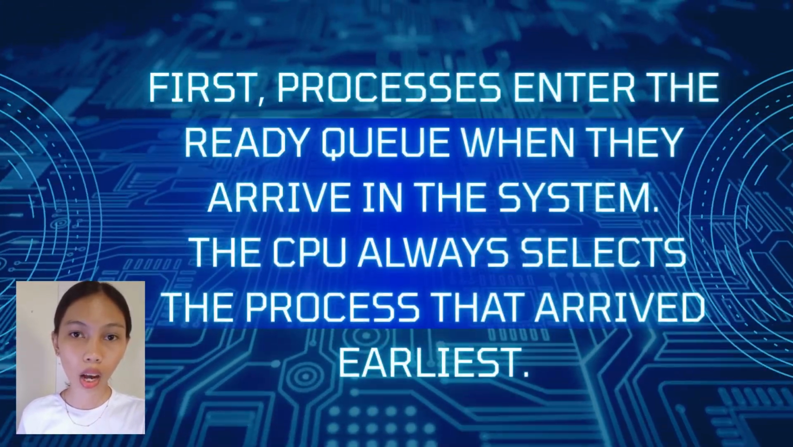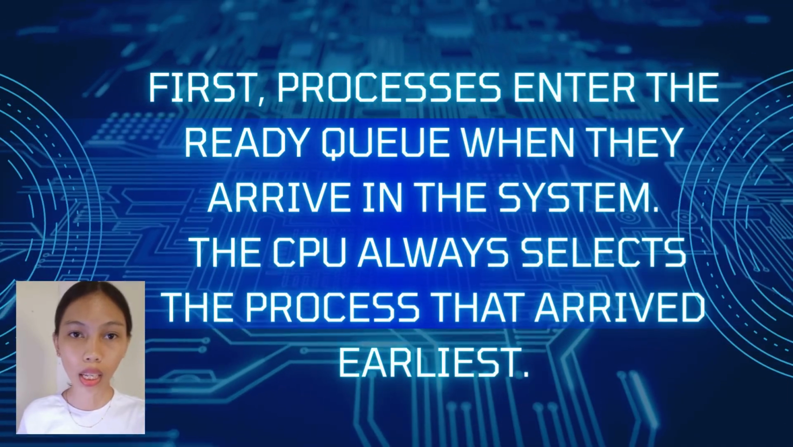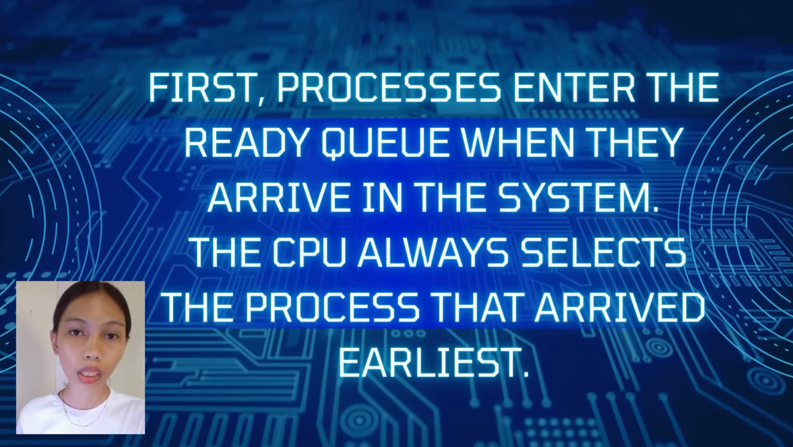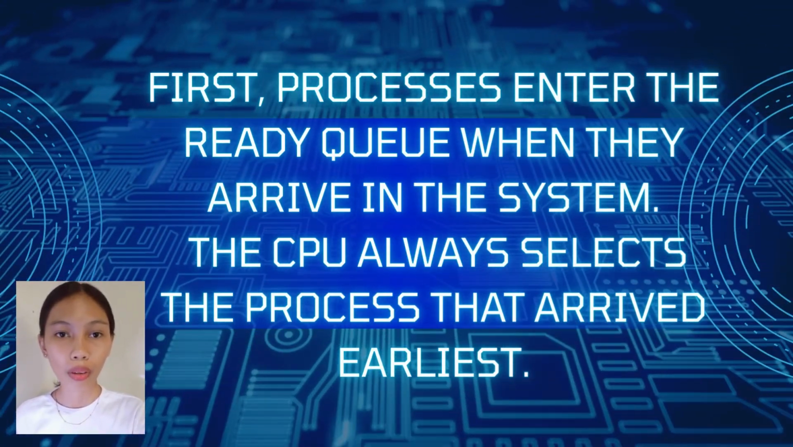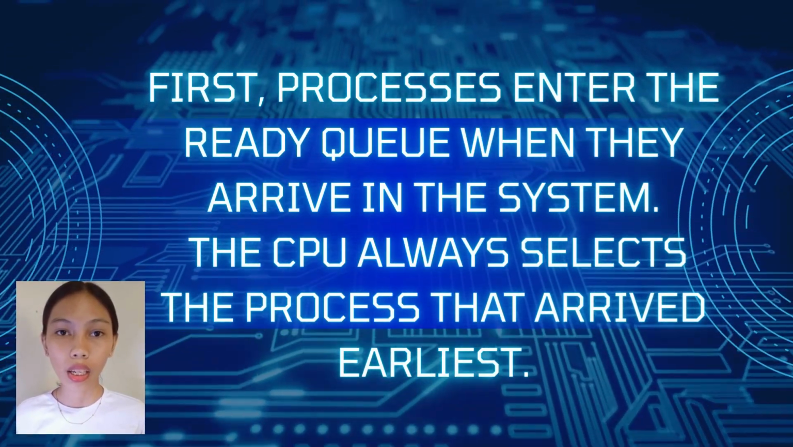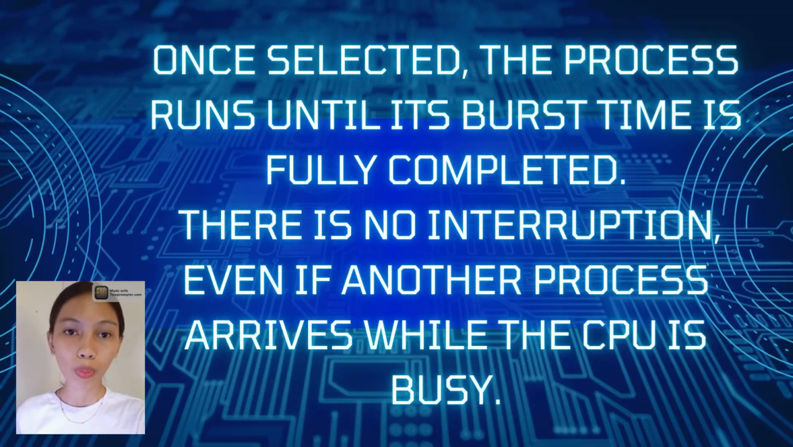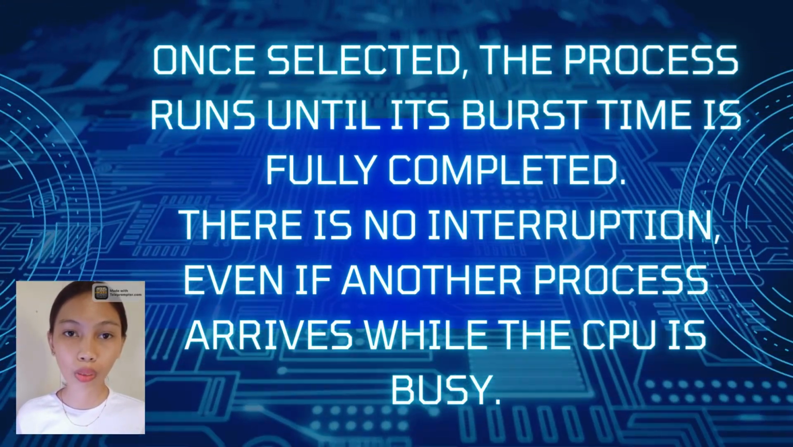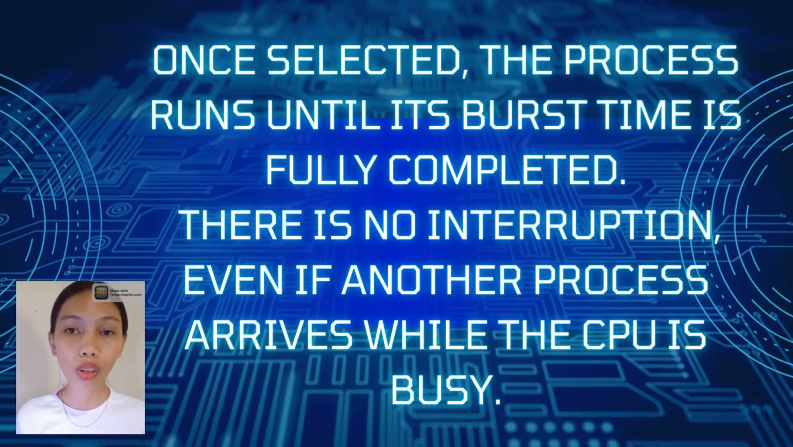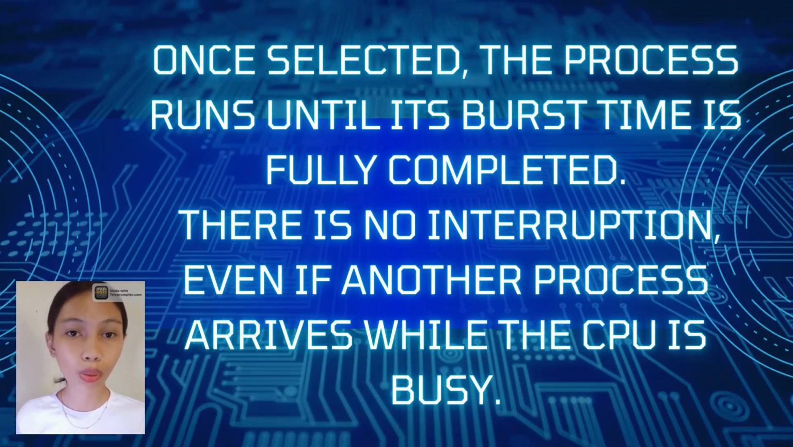Let's discuss how FCFS works step by step. First, processes enter the ready queue when they arrive in the system. The CPU always selects the process that arrives earliest. Once selected, the process runs until its burst time is fully completed. There is no interruption even if another process arrives while the CPU is busy.